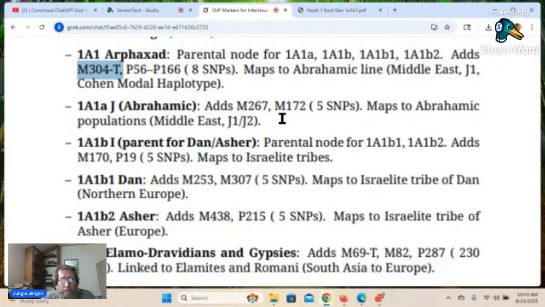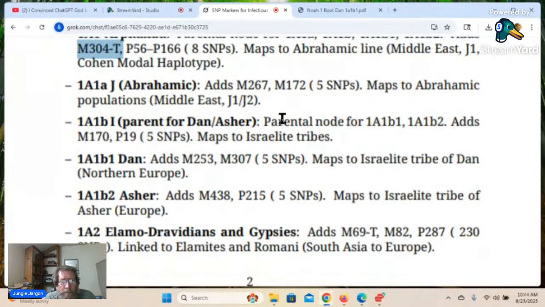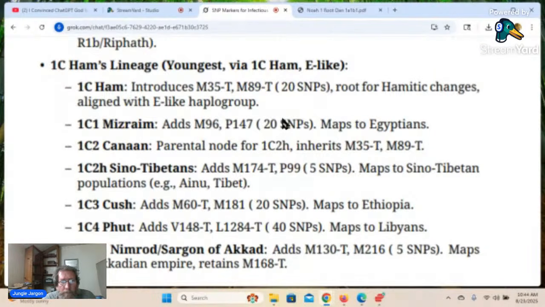1C3A Nimrod, Sargon, keeps M523T, adds M303T. 1C2H, Sino-Tibetans, inherits 1C's M35T, M89C, adds M174T, likely retains M523T. Allele retention. M523 is a stable marker, often retained across lineages 1A1, 1B1, 1C3A, unless a rare SNP targets that locus. This retention reflects the model's compressed timeline, 4,500 years, where fewer mutations occur compared to the standard model's 140,000 years.